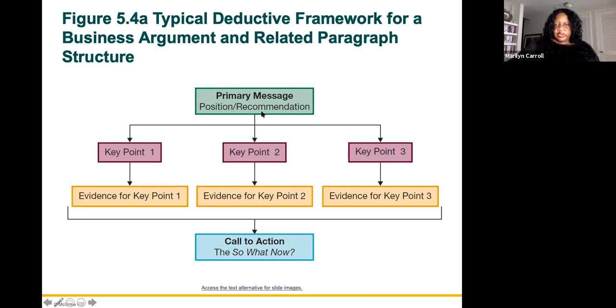So you start here with the primary message, position or recommendation. And then like yesterday, I talked about leadership, women in leadership. So I started with that. And then you have a key point, evidence of key point 1, evidence of key point 2, and evidence of key point 3. And then you have a call to action where needed. I know this seems complicated, but once you get it down, and it's still hard sometimes for me, but once you get it down, I promise you, your communication will flow much better.